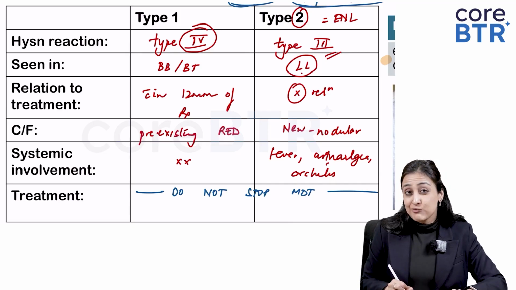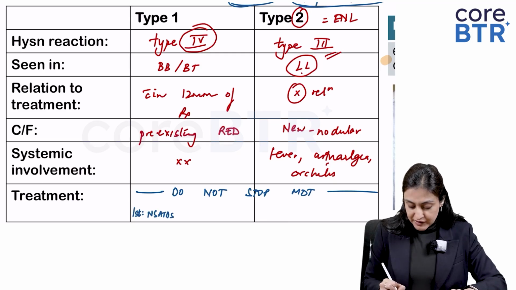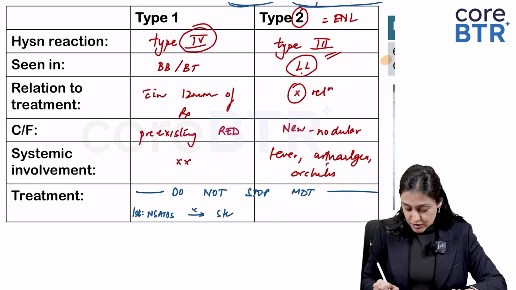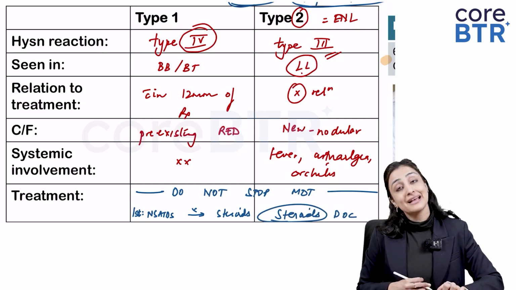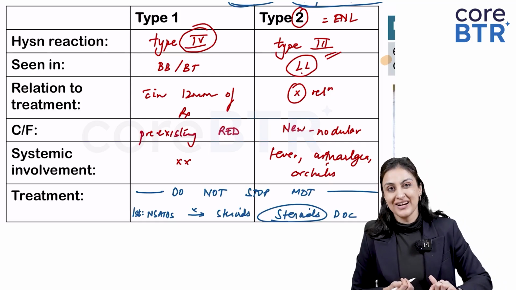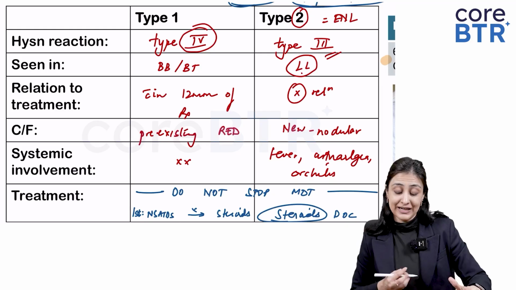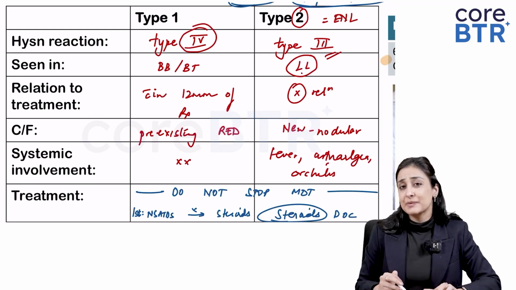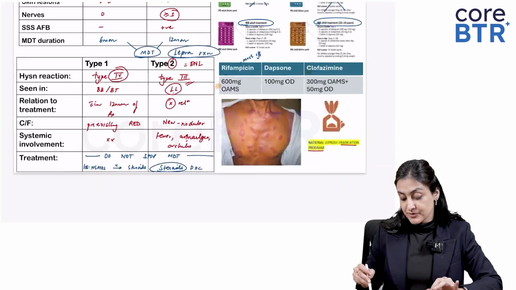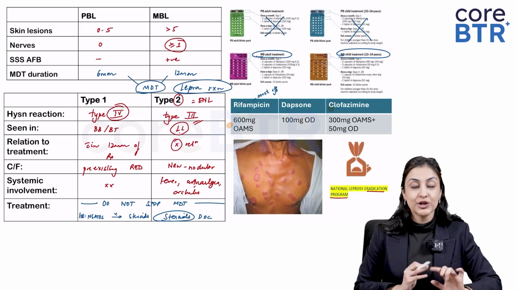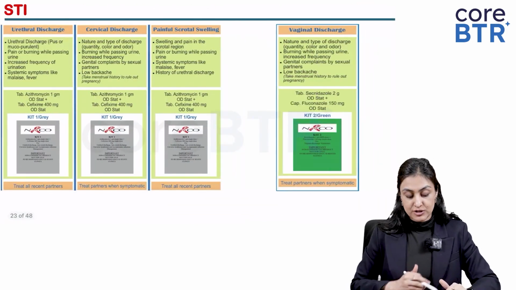Now because type 1 is relatively mild, the first line is NSAIDs. But if it doesn't resolve, you go on to steroids. But in type 2, the drug of choice is steroids. Drug of choice and first line is steroids for type 2. You may also use thalidomide, that has also been described, but because of its teratogenic effects, phocomelia, we don't really prefer it. So this is about leprosy, super important.